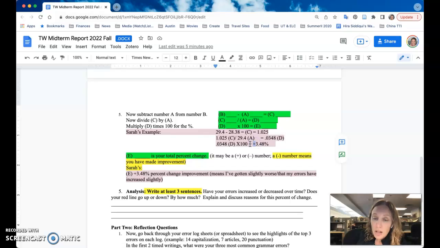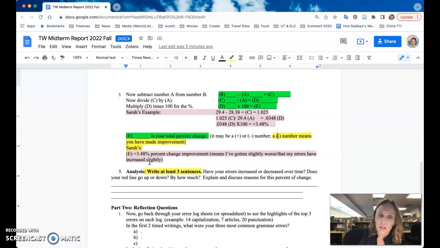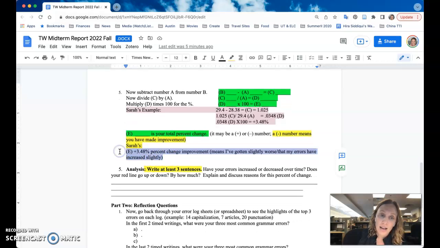If it's a plus number, that means that you have gotten worse. Your error rates have gone up. If it's a negative number, it means you have made improvement. Congratulations. So here's my example. I have increased my error rate by 3%. That's my E.